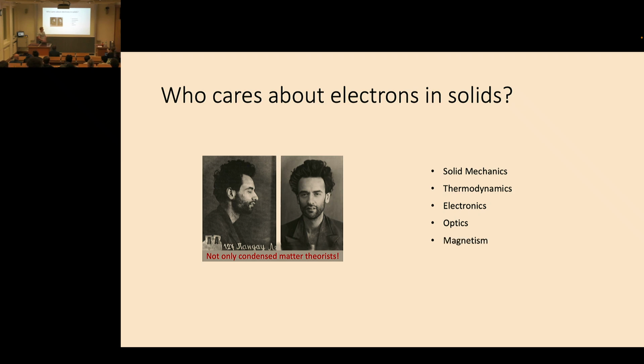Magnetic properties are also a consequence of electrons, as magnetism stems from the intrinsic angular momentum of electrons, but I guess we won't focus on that today.